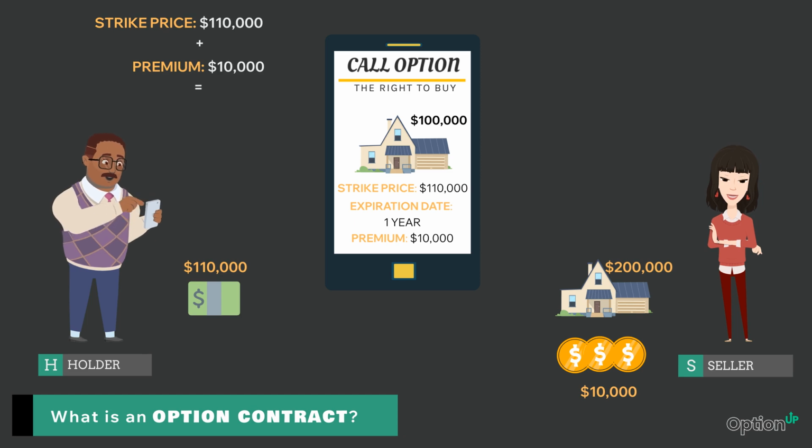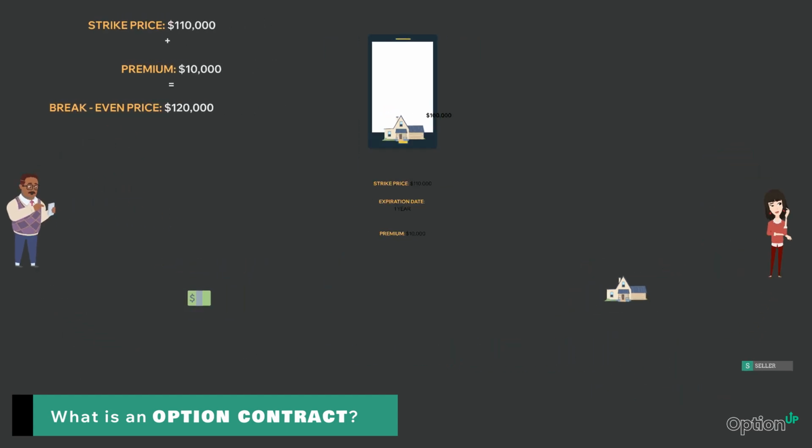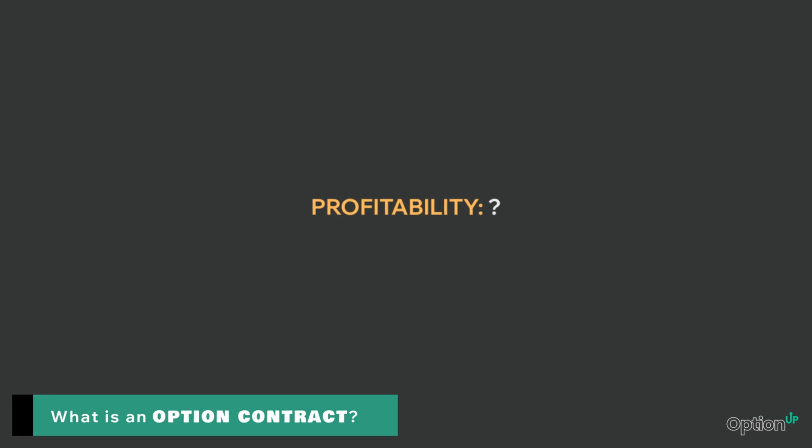For the holder of this contract to break even on this investment, the value of the house needs to be at least $120,000. The profitability of this contract can go 3 ways.